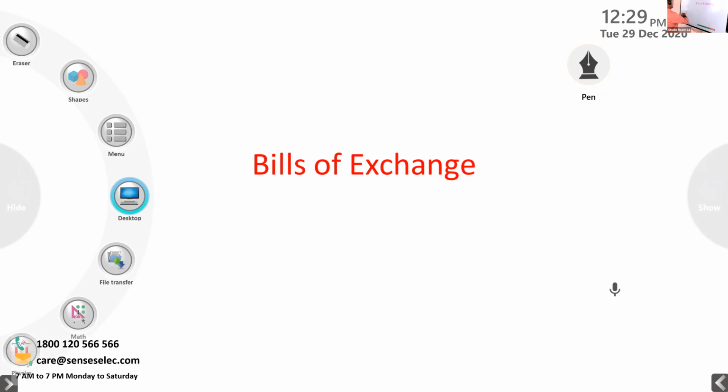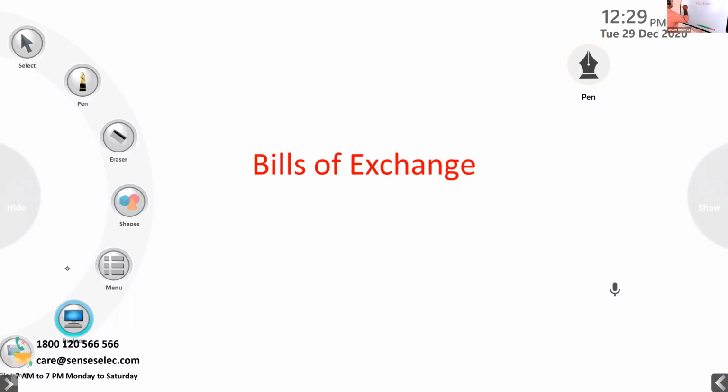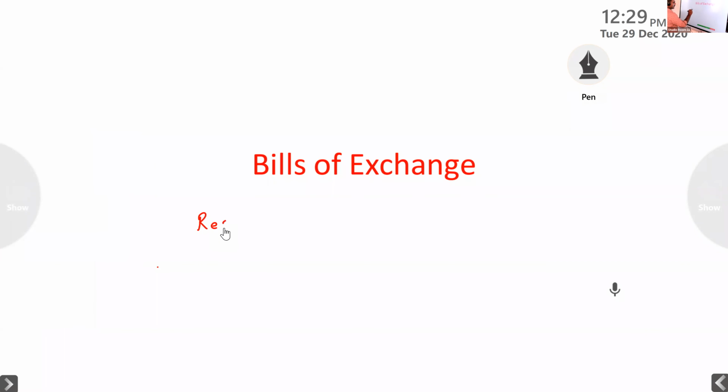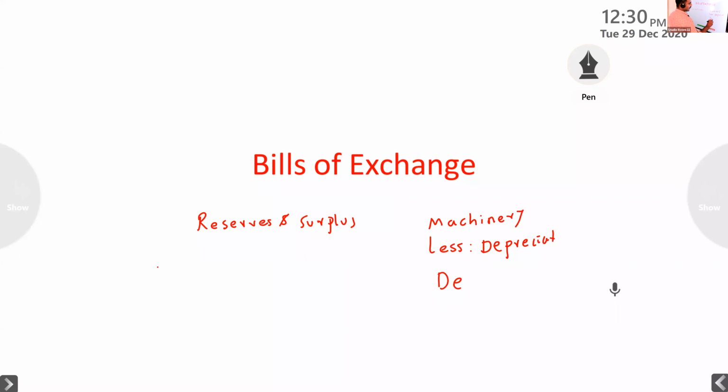reserve is shown on the liability side. We know that liability side, under reserves and surplus, only reserve will come. Then provision is normally subtracted from the respective item. If it is provision for depreciation on machinery, from machinery we have to minus. If it is debtors, from debtors we have to minus the provision.